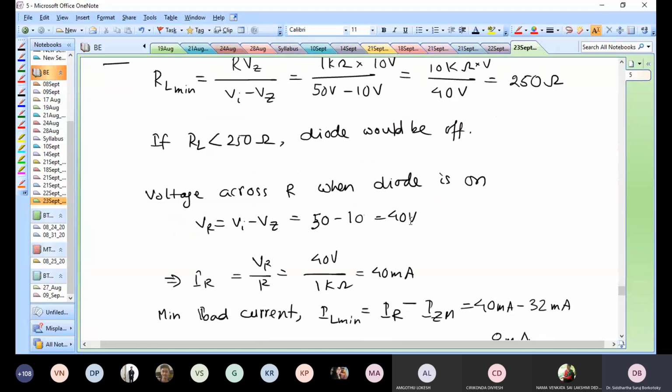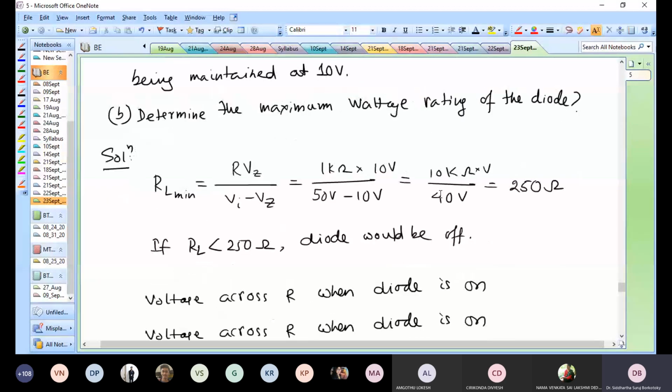Now what is the voltage across R when the diode is on? We want to find VR. We have done it many times. From KVL we know that VR is VI minus VZ. So VI minus VZ is 50 minus 10, which is 40 volts. What is the current through the resistor? The current is VR divided by the resistance R. R is 1 kilo ohm, VR is 40 volts. So I have 40 milliamperes of current flowing through it.